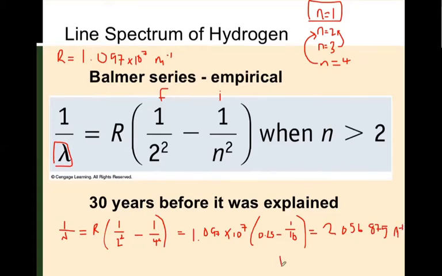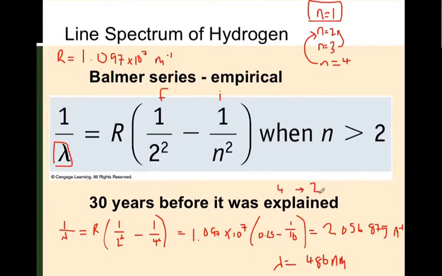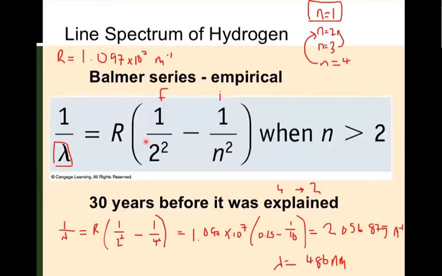So then to find the wavelength, it's just going to be 1 over this value. And so we end up with a value of about 486 nanometers for this 4 to 2 transition. So let's see if we have a line that's about 486. Yes, we do. Here it is, 486, more or less. And so that's the wavelength for that transition of n is equal to 4 to n is equal to 2. So the calculation is pretty straightforward.